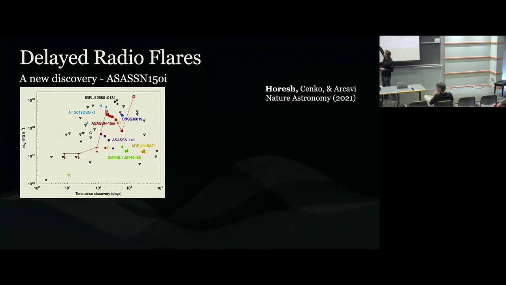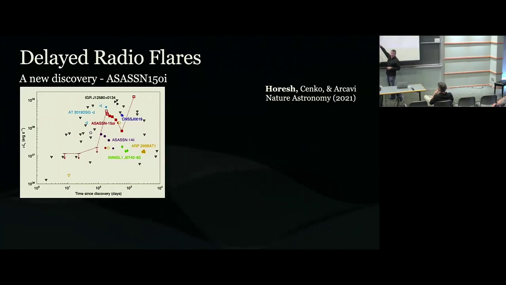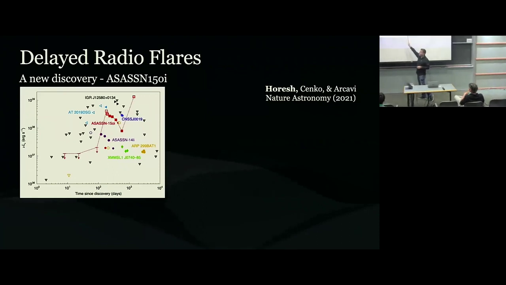And then it slowly evolved. I'll show you the evolution in the next plot. It slowly faded away. And then in VLASS data, we found that it flared up again after 4 years. And I believe you heard additional information about the secondary flare on the first day, so I won't go into that. I'll just focus on that initial delayed flare.